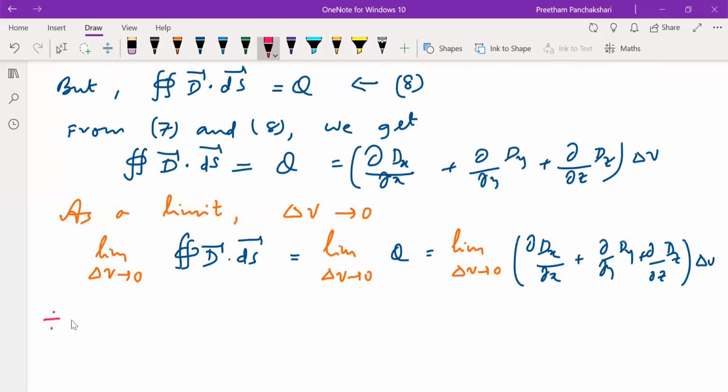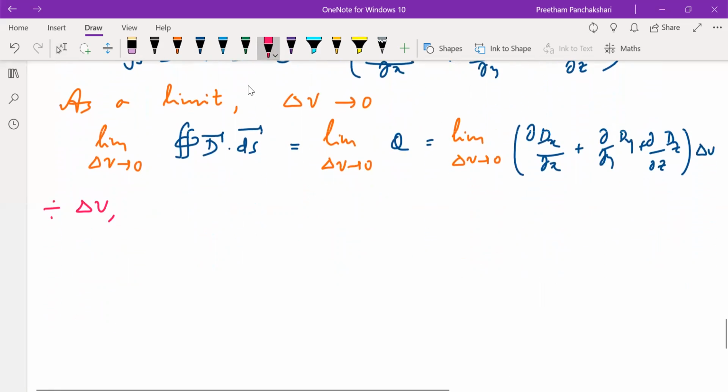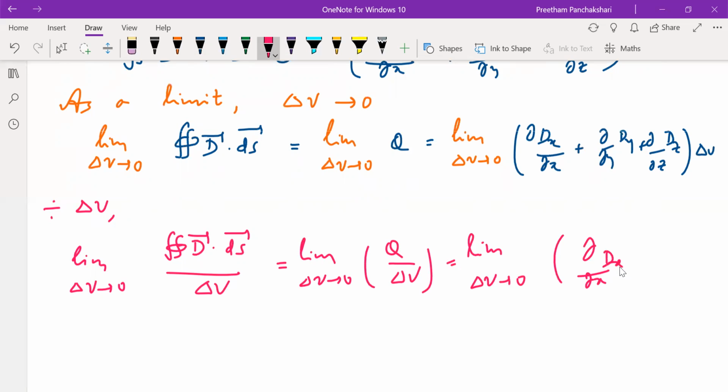If we divide throughout by delta v, the equation becomes, as the limit delta v tends to 0, the closed surface integral of D divided by delta v is equal to the second term also divided by delta v, because we have divided throughout. Now in the limiting case, the last term does not contain any volume term. By inspection, we can understand that it is not required for the last term.